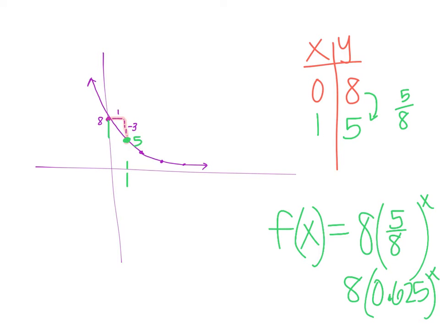If I did 8 times 0.625, I do get 5. So again, this is times 0.625. That is my multiplier there, so that would be your equation. I saw a lot of people right here putting -3. That is not the multiplier.